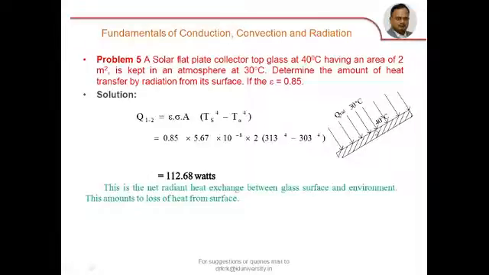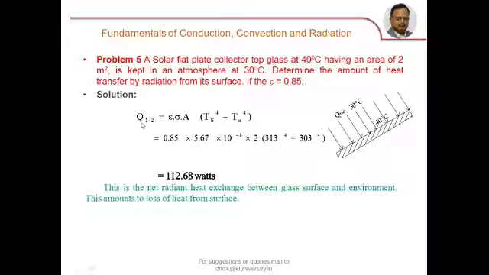Another problem on radiation. Consider a solar flat plate collector. The top glass is maintained at 40 degrees centigrade and its surface area is 2 meters square. The environment is at 30 degrees centigrade. Determine the amount of heat transfer by radiation from its surface. Consider the emissivity of the surface is 0.85.